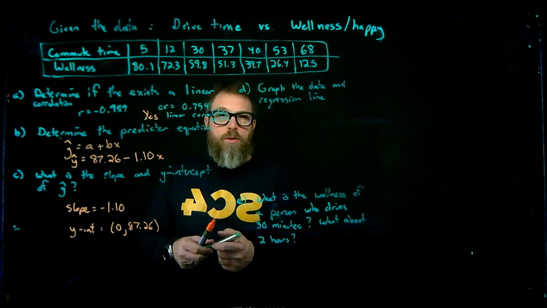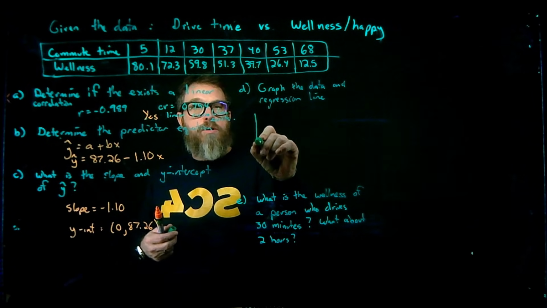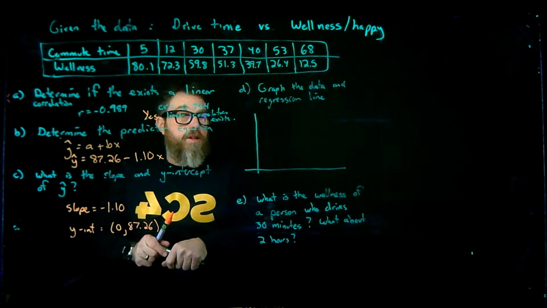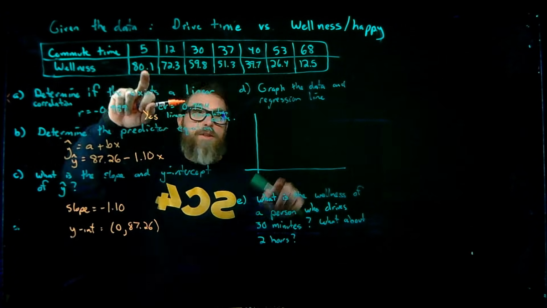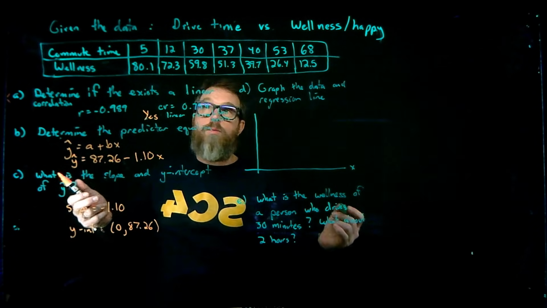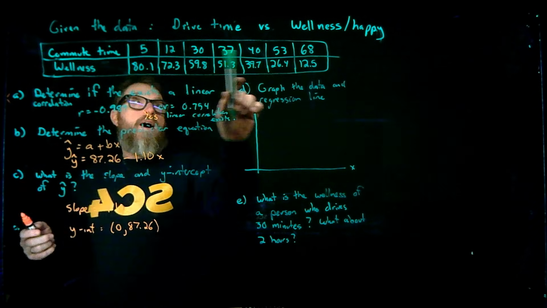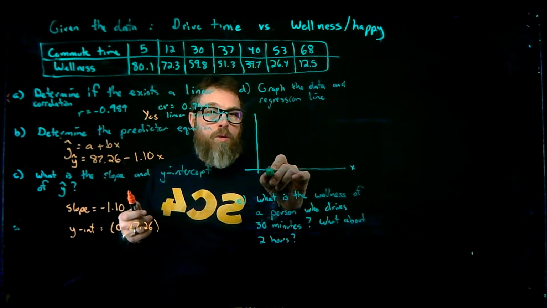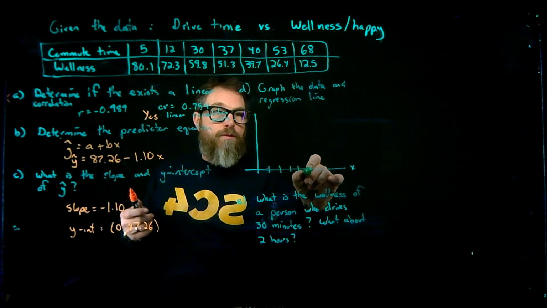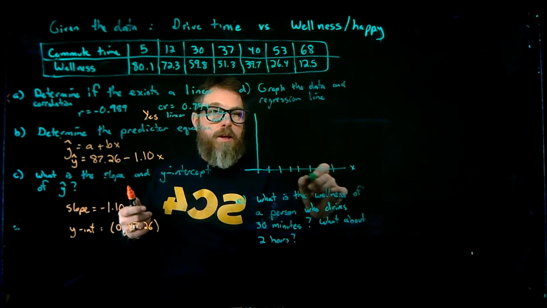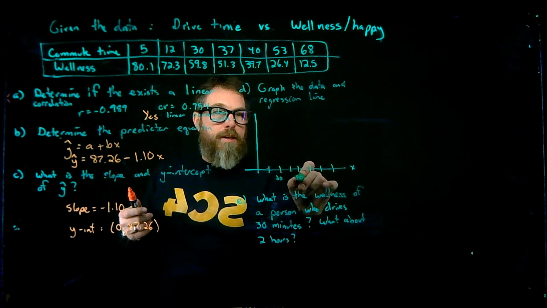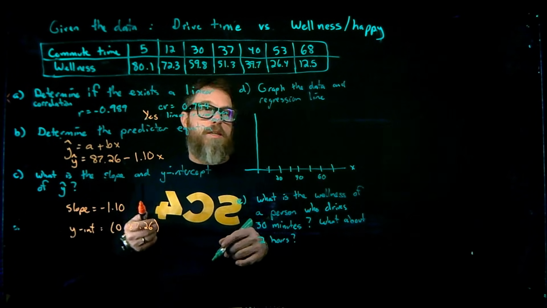And in order to do that, we need to build ourselves a window that would be useful. So I can see that for the x values, this is the L1, which is the commute time. I go from 5 all the way to 68, so maybe let's go up to 70. So 1, 2, 3, 4, 5, 6, 7. So this will be 10, say 20, 40, 60, and then 70.